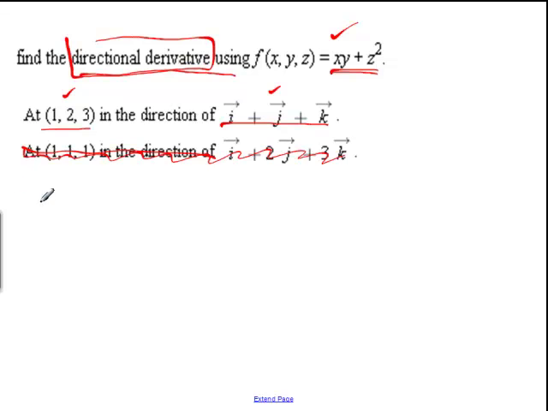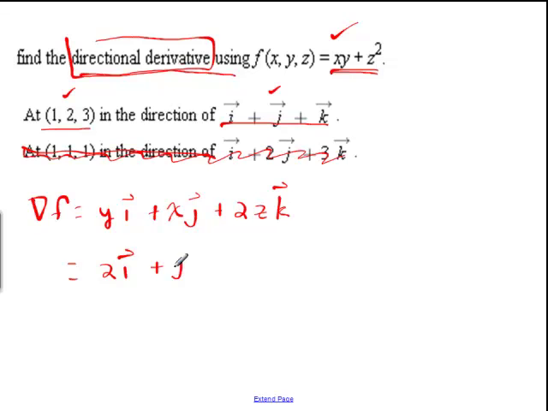So the first thing we need to do is find the gradient vector. So grad f is yi plus xj plus 2zk. And we're talking about at the point 1, 2, 3, so that is as follows. So there's my gradient vector. And the directional derivative, remember, equals the gradient vector dotted with the unit vector in the direction that I'm going, so in the i plus j plus k direction.